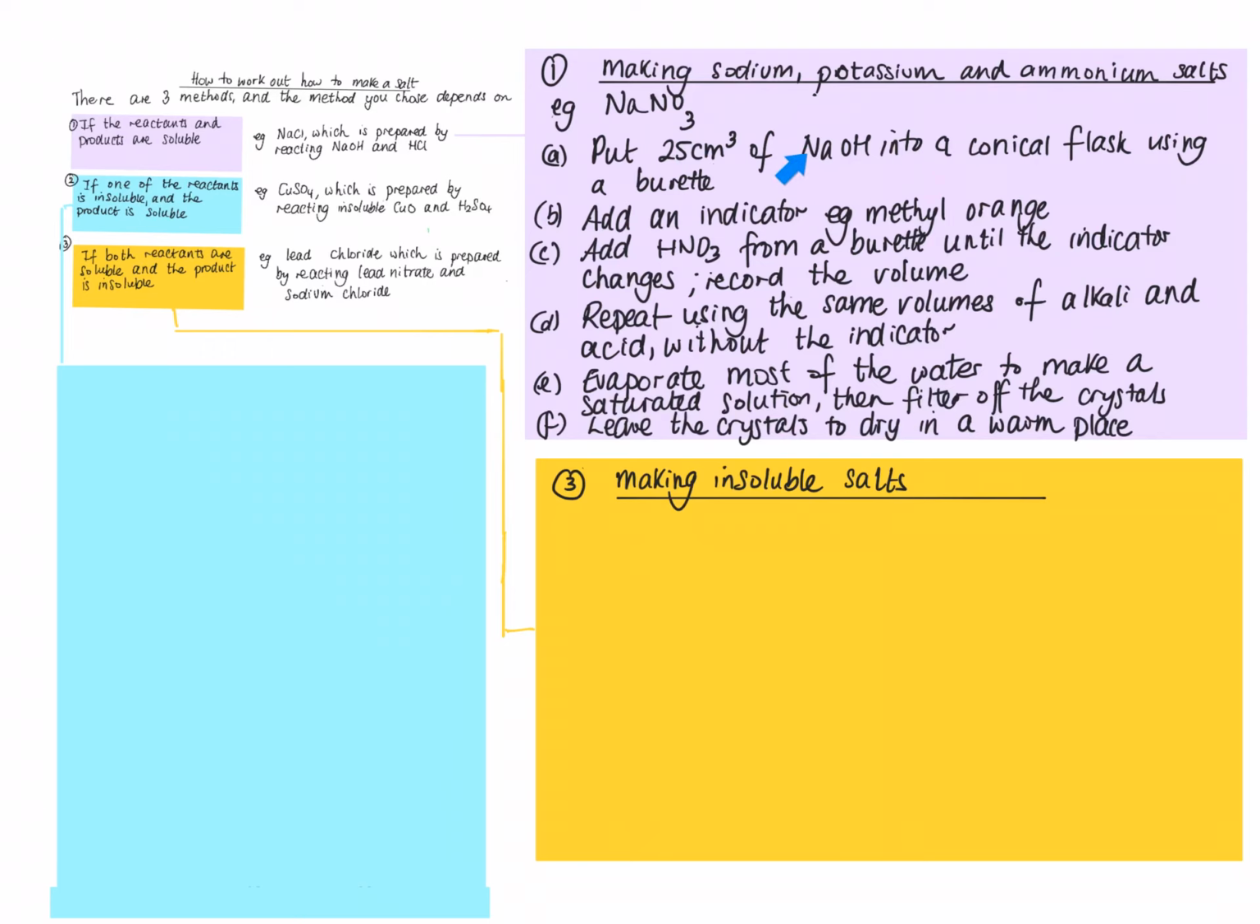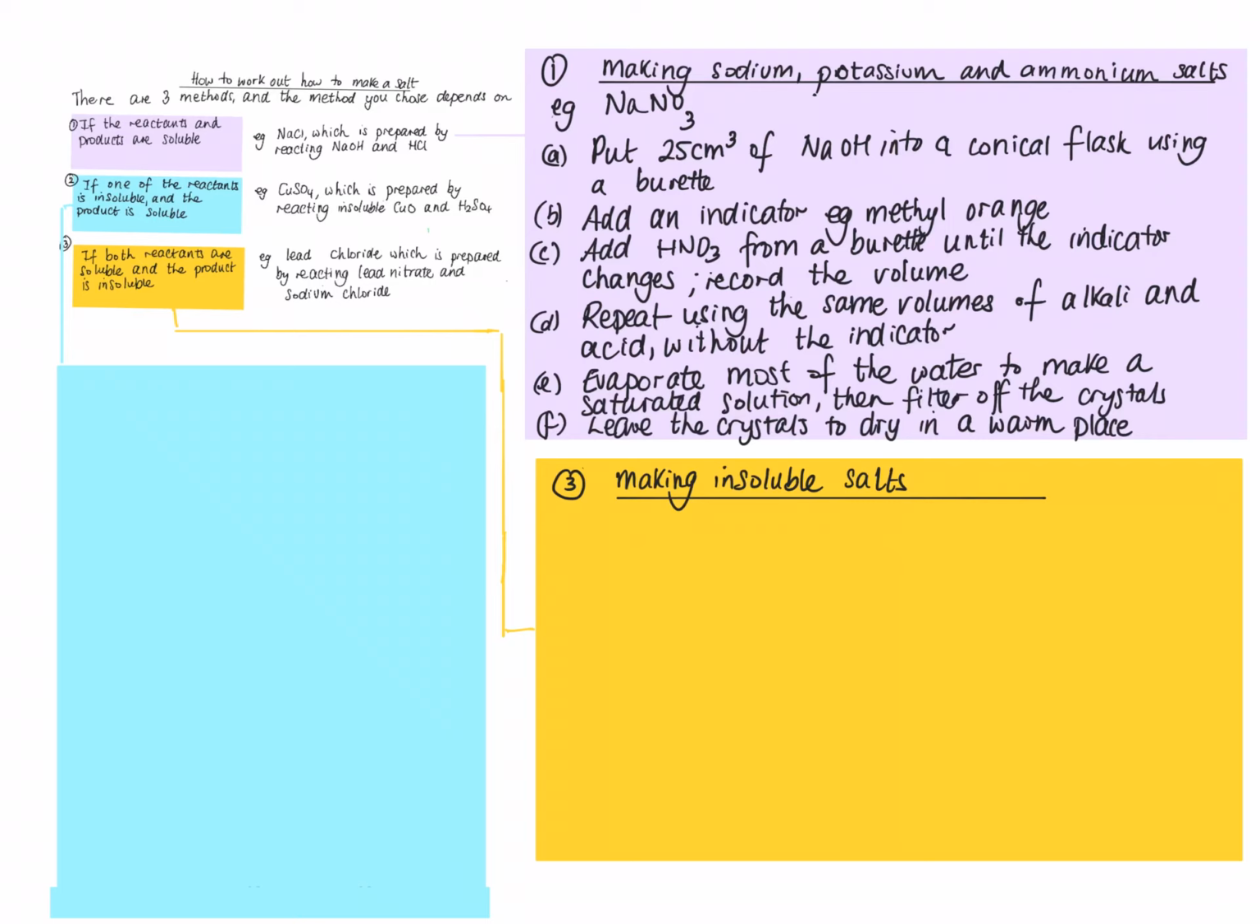put 25 centimeters cubed of sodium hydroxide into a conical flask using a burette. Add an indicator, e.g. methyl orange, that will change colour. You add the nitric acid from a burette until the indicator changes colour. Record the volume of the nitric acid that you've added. Repeat using the same volume of alkali, but without the indicator. Evaporate most of the water to make a saturated solution. Filter off the crystals and then leave the crystals to dry in a warm place.